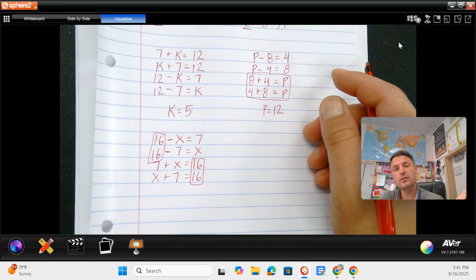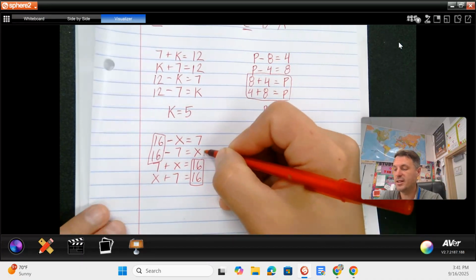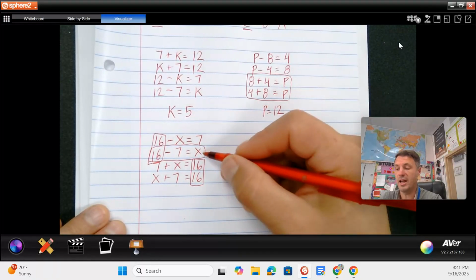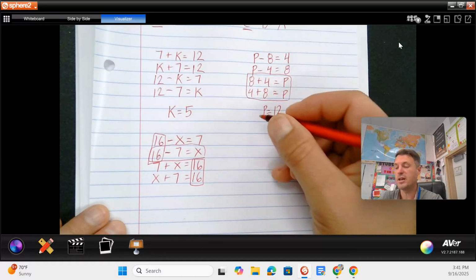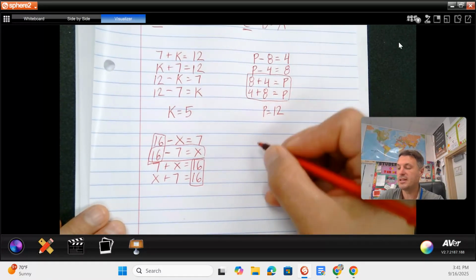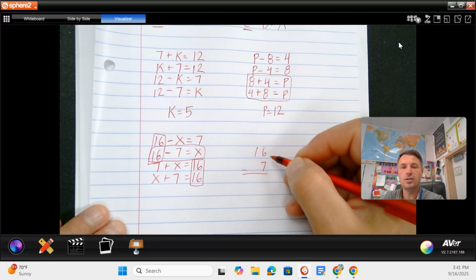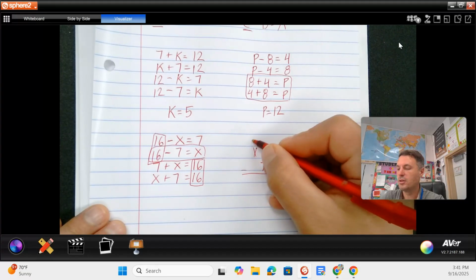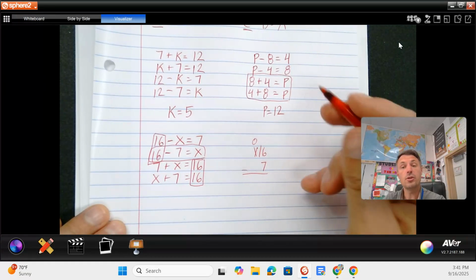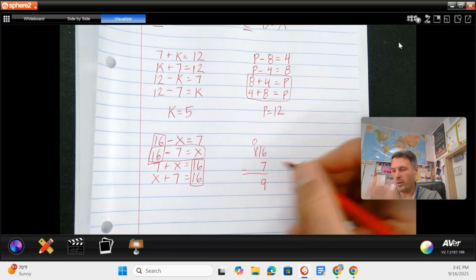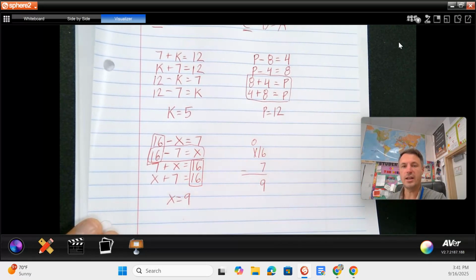So which of these facts helps us? Well, it's this one, because that's the one where the unknown is on the right side of the equal sign. So now you just have to do 16 minus 7. So you do 16 minus 7 on the side, and maybe you can do it in your head. And you don't borrow, because if you borrow, then you just get 16 minus 7 again. But you know 14 minus 7 is 7, so you just add 2 to that, and you get 9. So x equals 9. Okay? So that's how you use fact families to find the unknown.